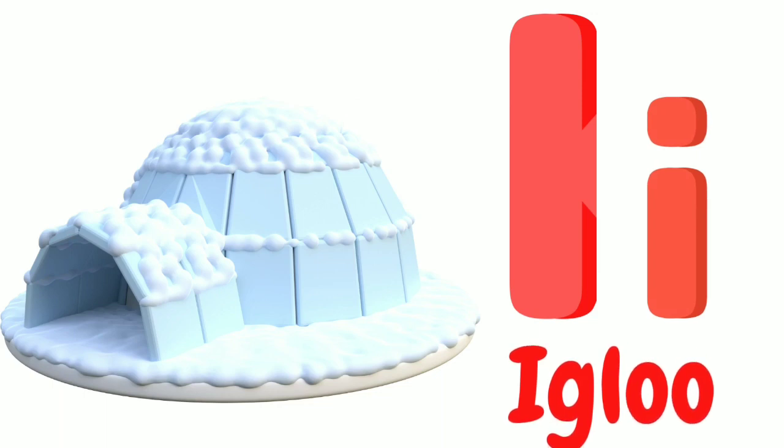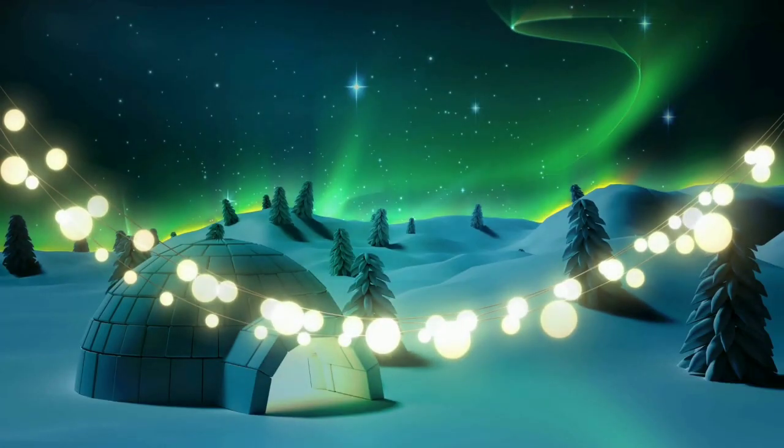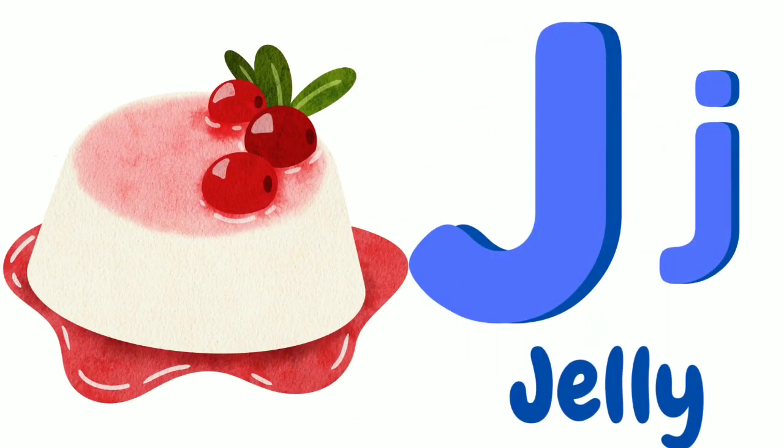I is for igloo, igloo, igloo. This is an igloo. J is for jolly, jolly, jolly. This is a jolly.